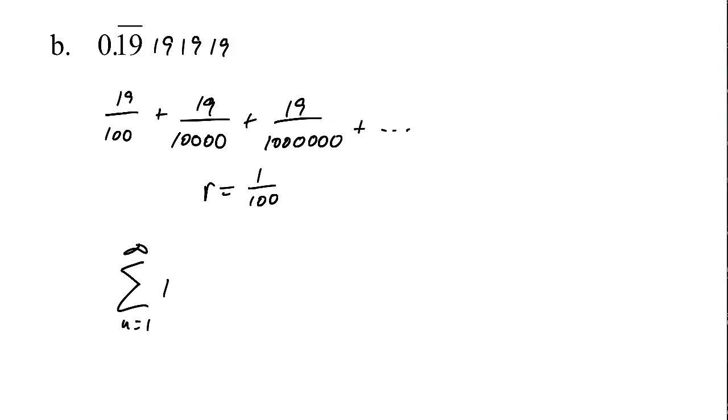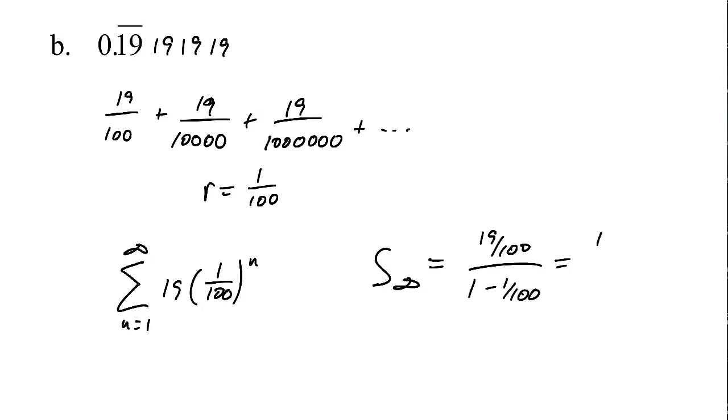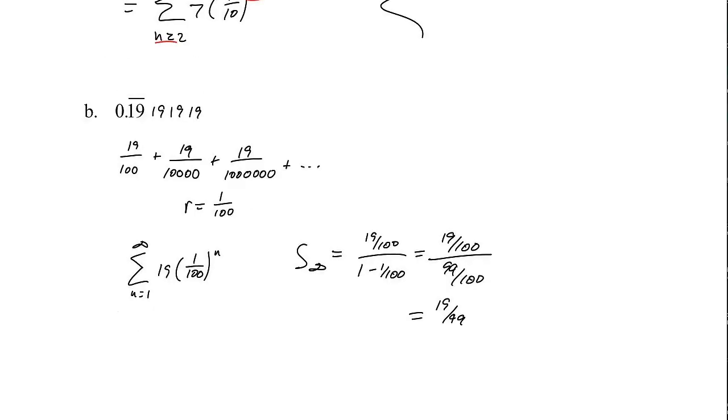n equals 1 to infinity, so 19 times my rate, 1/100th to the nth power. It could have also been 1/10 to the 2n or something like that, but it's all about how you write it. A ratio of 2 integers, that's the word I was looking for: 19 over 100 over 1 minus 1 over 100, which will come out as 19 over 100 over 99 over 100, which will come out as 19 over 99. And that's it.